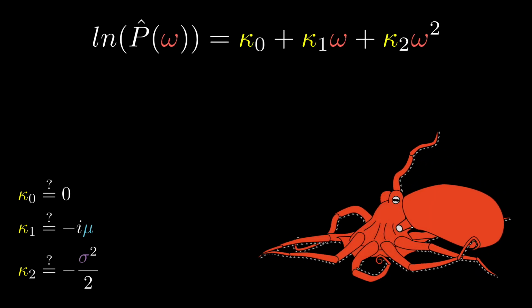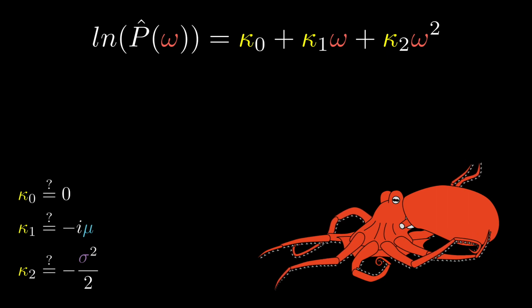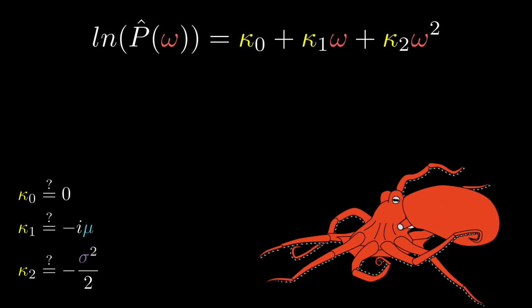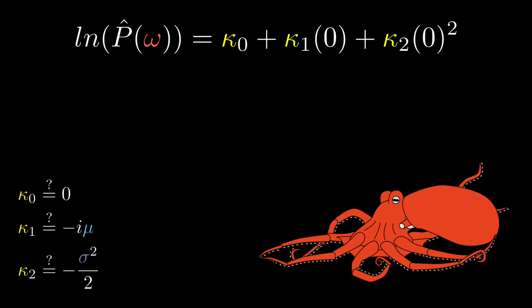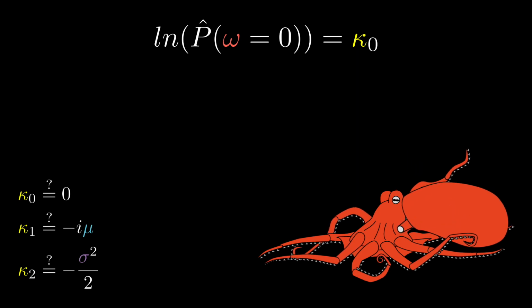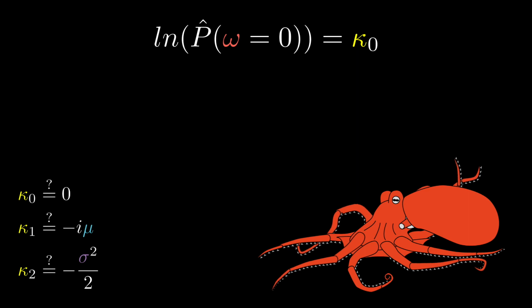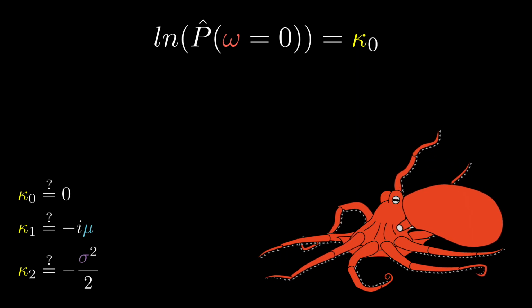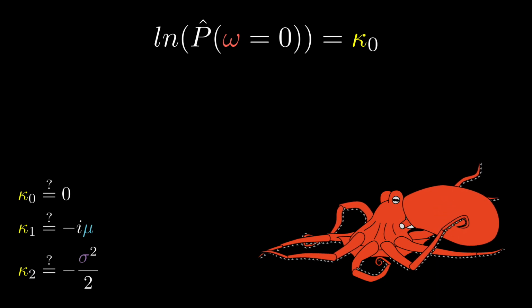Let's imagine that we evaluate our polynomial at omega equals 0. In that case, all of the omegas in our series expansion evaluate to 0. And on the right, the only thing we're left with is kappa 0. Therefore, the coefficient kappa 0 will just equal whatever our natural logarithm evaluates to when we plug in omega equals 0. But this immediately gives us a problem.